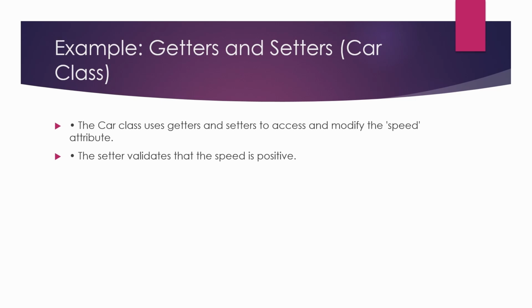Let's look at a practical example, the car class. This class uses getters and setters to control access to the private speed attribute. The setter ensures that only positive values are assigned to the speed, preventing invalid input.